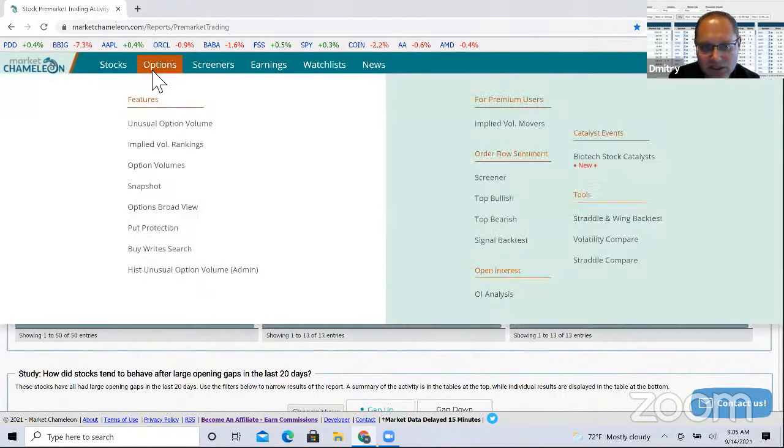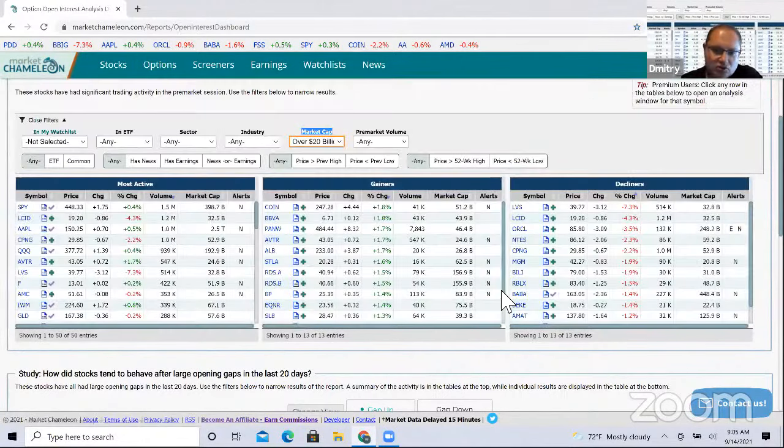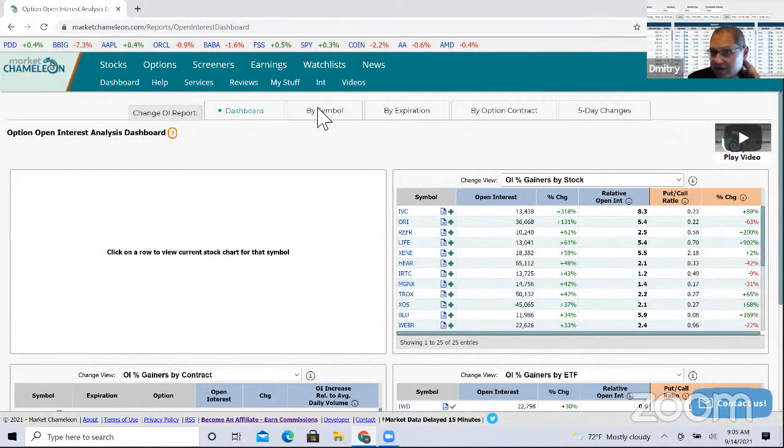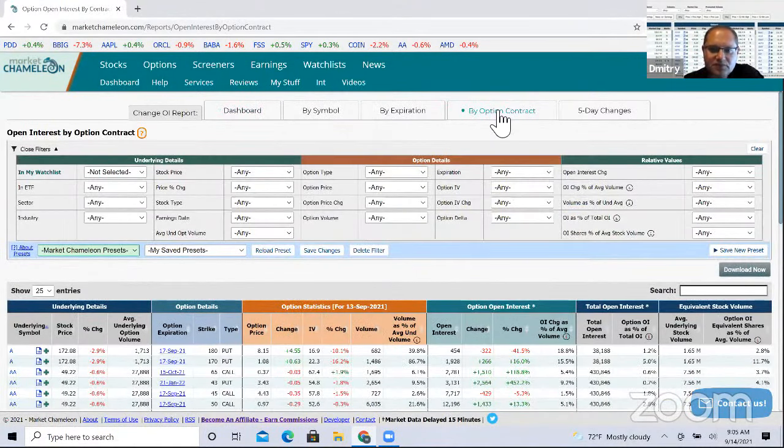In this one, it's actually under options. You're going to find it in the open interest section. Okay, so you see open interest analysis. This report has different tabs. You could look at open interest by symbol and total, by expiration, by option contract, and 5-day changes. I'm going to take a look at the by option contract tab.